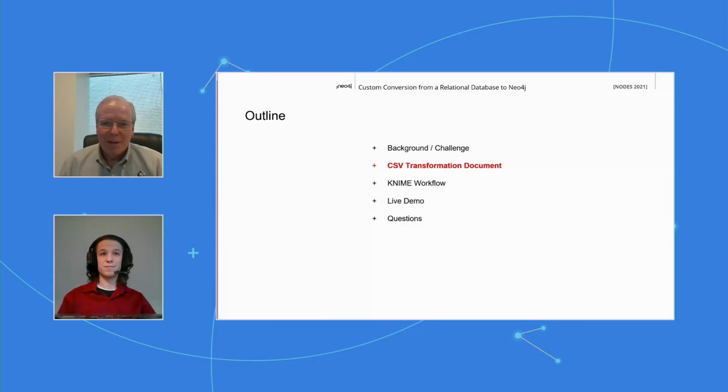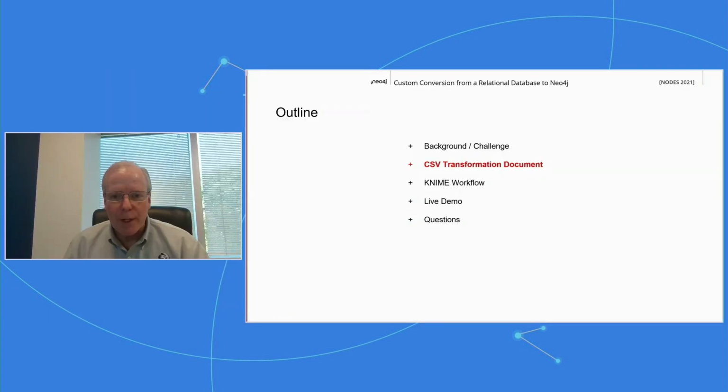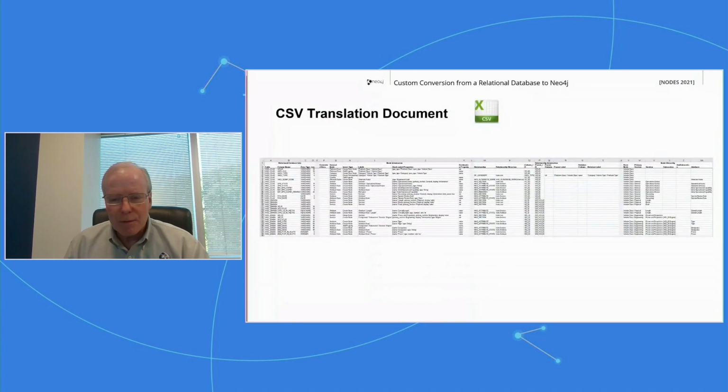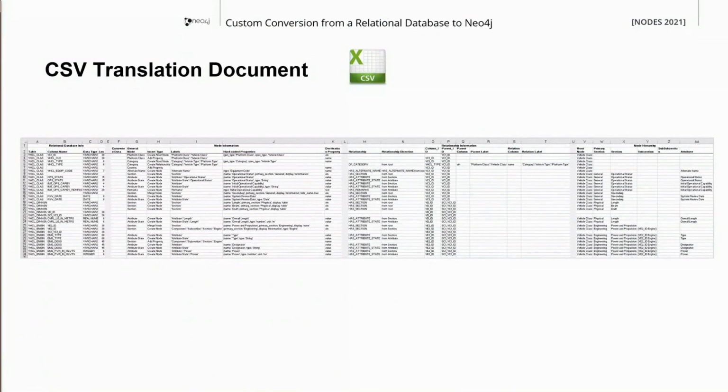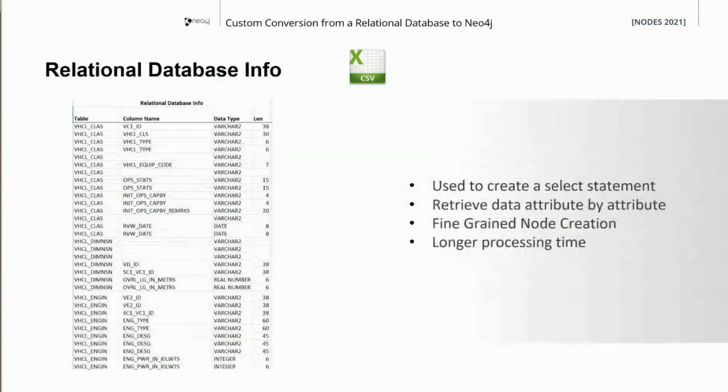Jim? Thank you, Justin. As you can see, we have this really different way of customizing our solution. So we came up with this CSV document, and this is kind of what it looks like. Probably hard to see there, but we'll go through each piece. It's broken up into four basic pieces, and this is how we transform the data.